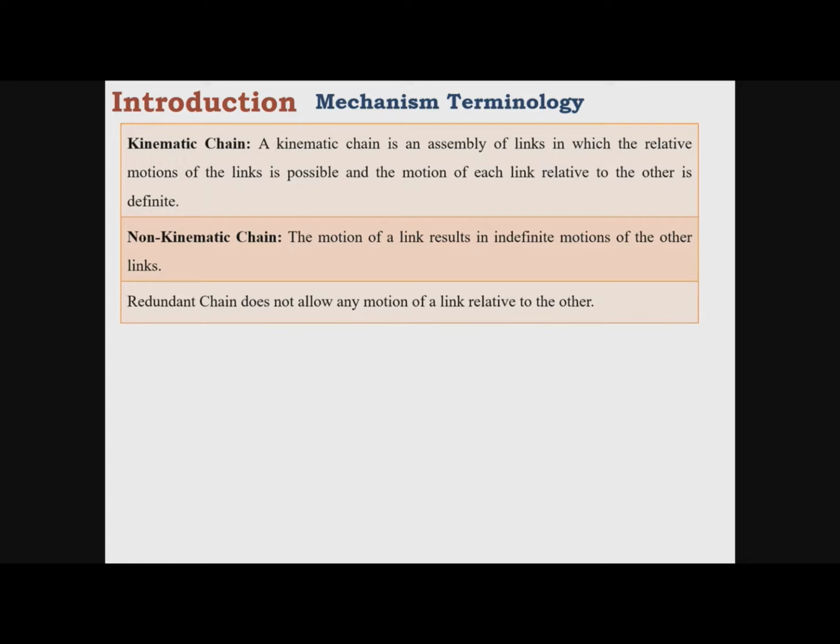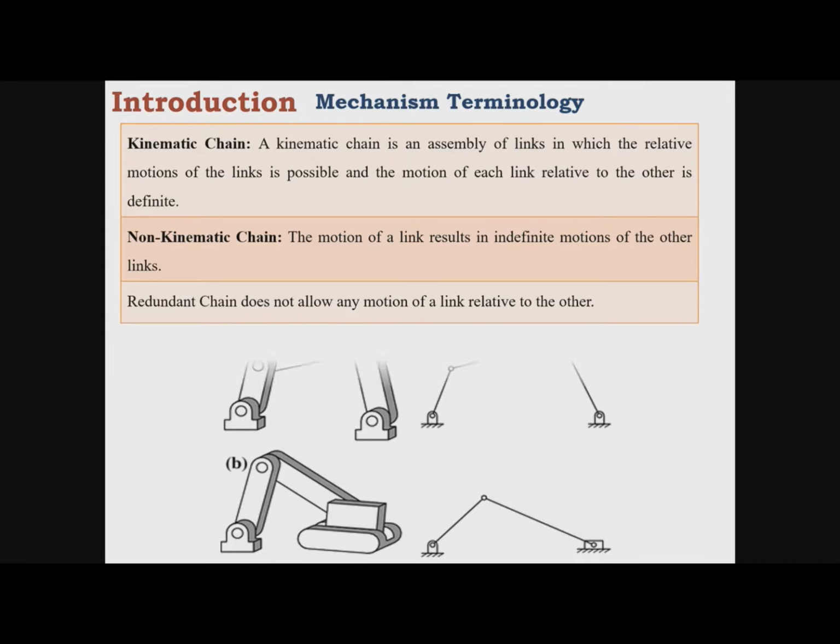Kinematic chain, this is an assembly of links in which relative motions of the link is possible and the motion of each link relative to the other is definite. A non-kinematic chain has indefinite motions among the links. A redundant chain does not allow any motion of link relative to the other. The rotary motion of the crank will result in oscillation of the rocker link. In figure B, the rotary motion of the crank will result in reciprocation of the piston.